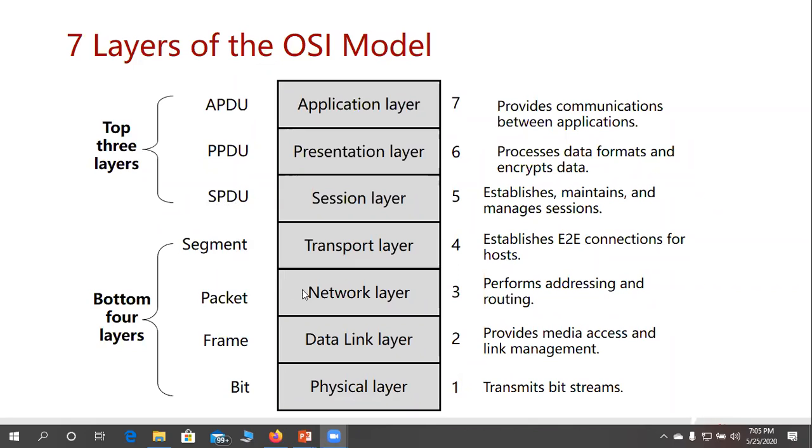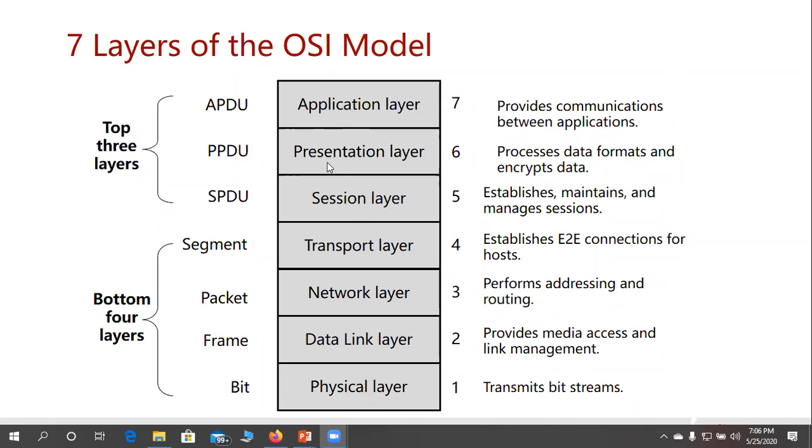This segment, when it reaches the network layer, we are going to get the network header and add it to the segment. It will now be called a packet. When this packet reaches the data link layer, we are going to get the data link header and add it to the packet. It will be called a what? A frame. So you have to know these terminologies.